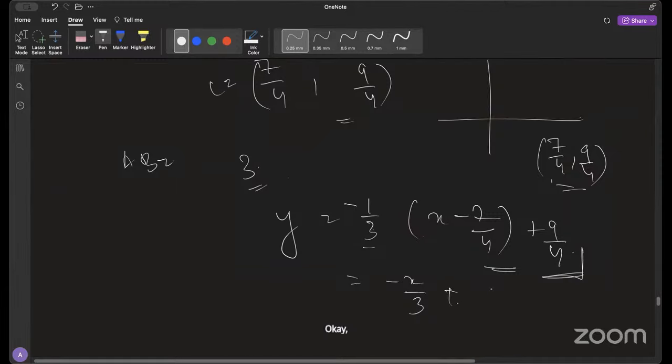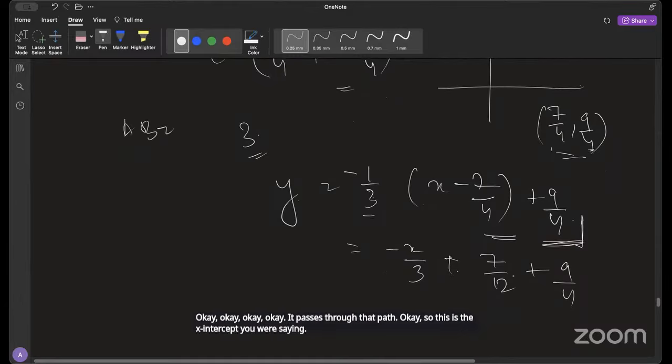Okay, let's do it then. How did we get 9/4? It passes through this point, right? Okay. So instead of writing y minus 9 by 4, I just directly wrote that. Okay, so this is the x-intercept you are saying.